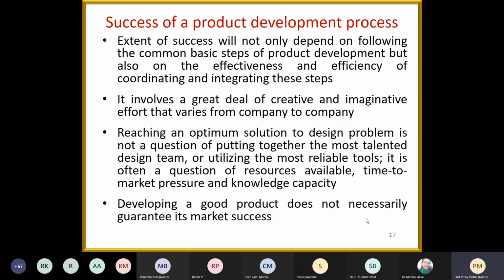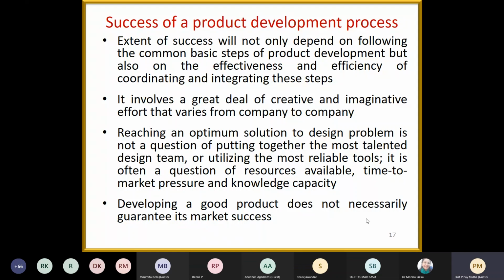But as an engineer or as a developer of the product, we have all these particular limitations also. So these engineers have to work under these particular limitations. You have resource availability limitation also. You have the pressure for bringing this particular product into the market within a particular time also. You have limited capacity of knowledge also in your company. So keeping all these limitations in mind, you bring out the best possible solution under those particular circumstances.